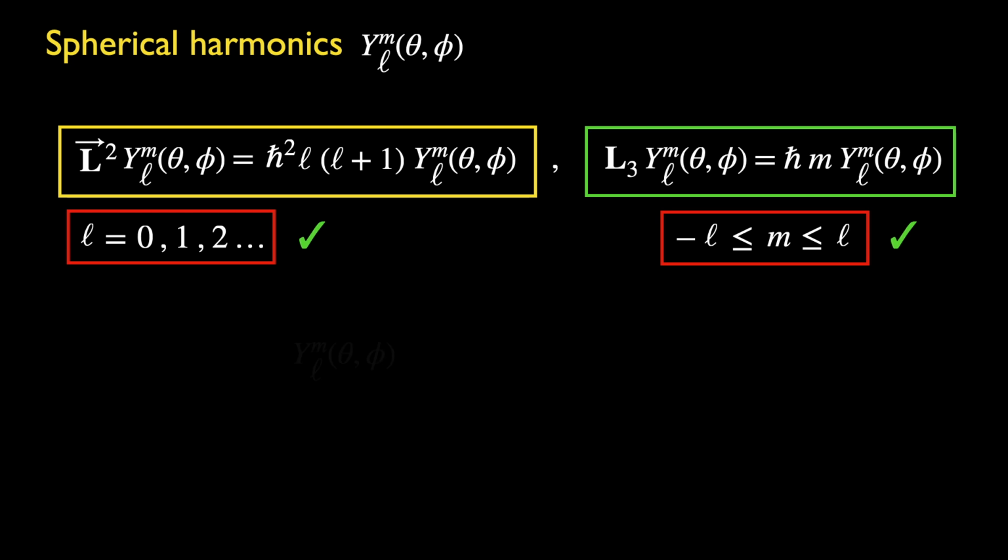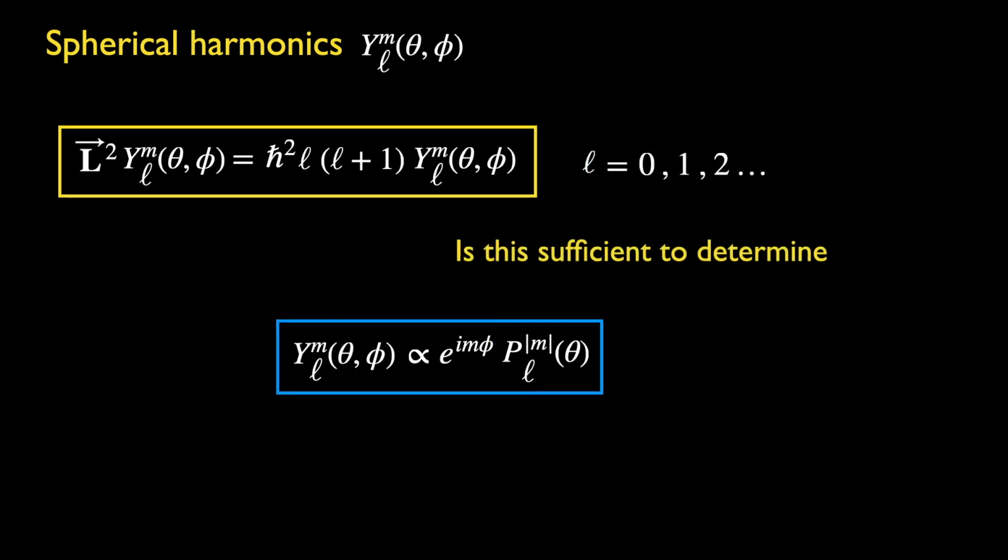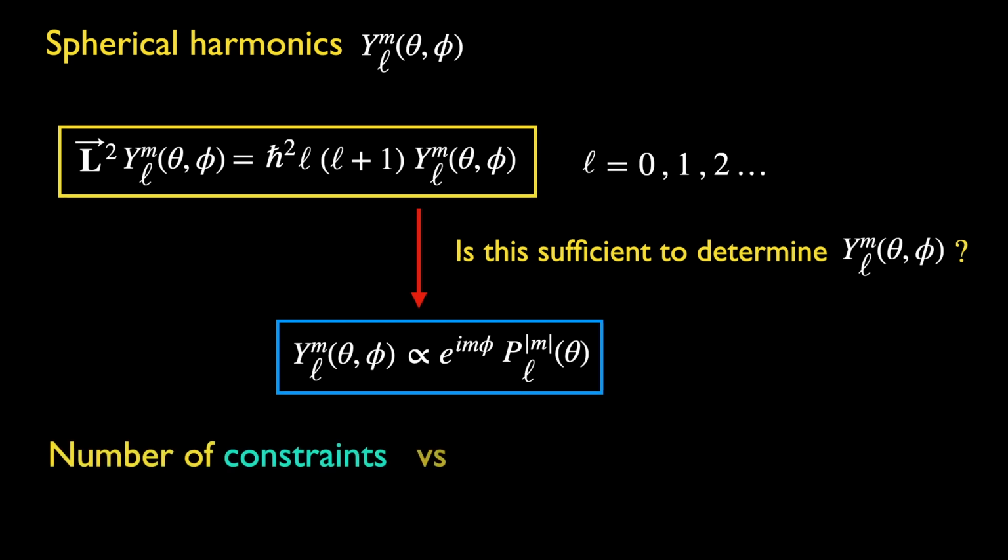All that is left now is to solve for the remaining unknown function within the spherical harmonics. An important question to ask would be, is it actually possible to completely determine the function y just from the remaining equation of L square? This is a question of counting the number of constraints versus the number of variables and see if they match up.